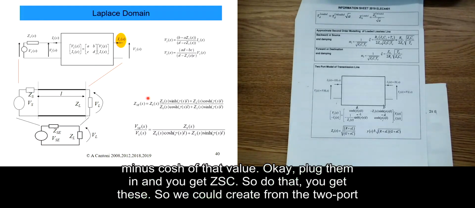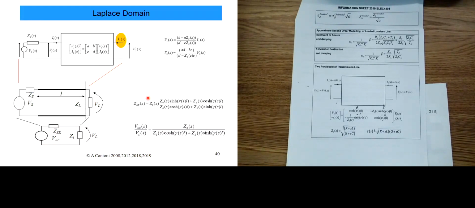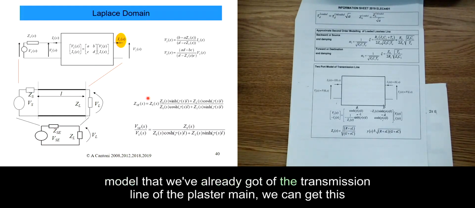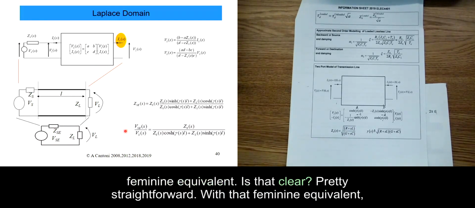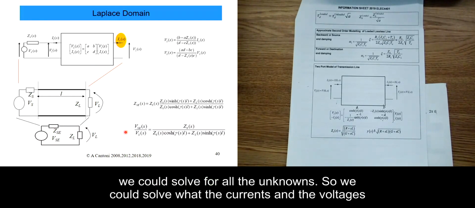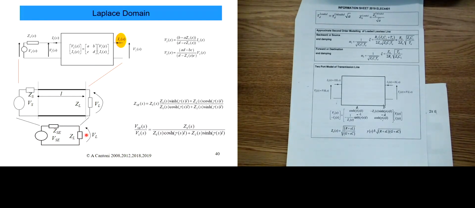So from the two-port model that we've already got of the transmission line in the Laplace domain, we can get this Thevenin equivalent. Is that clear? Pretty straightforward. And with that Thevenin equivalent, we could solve for all the unknowns, so we could solve what the currents and the voltages at the load would be.